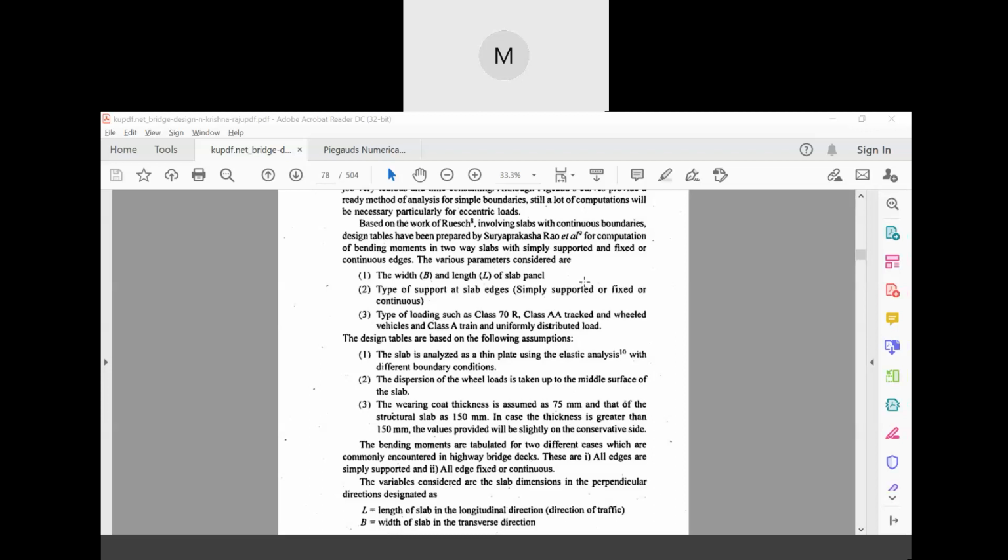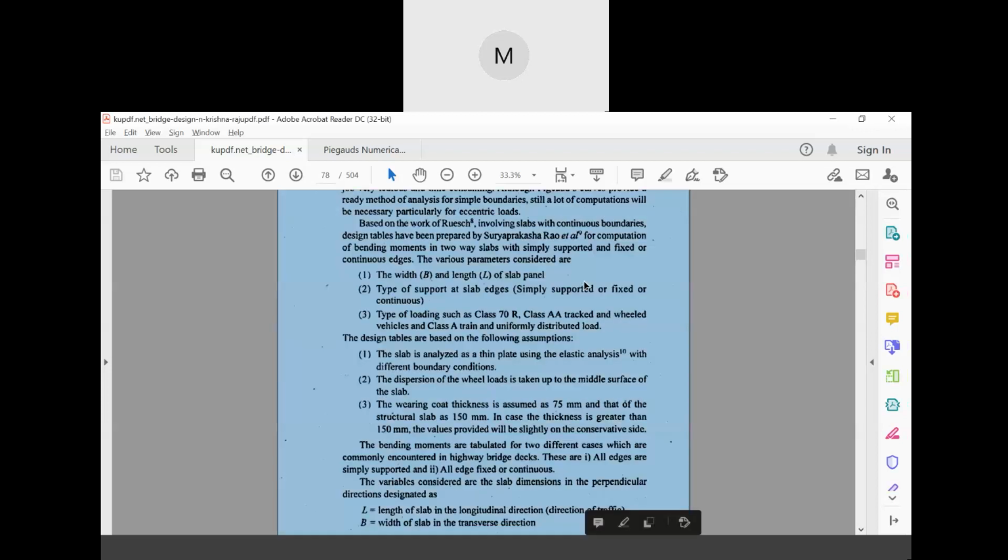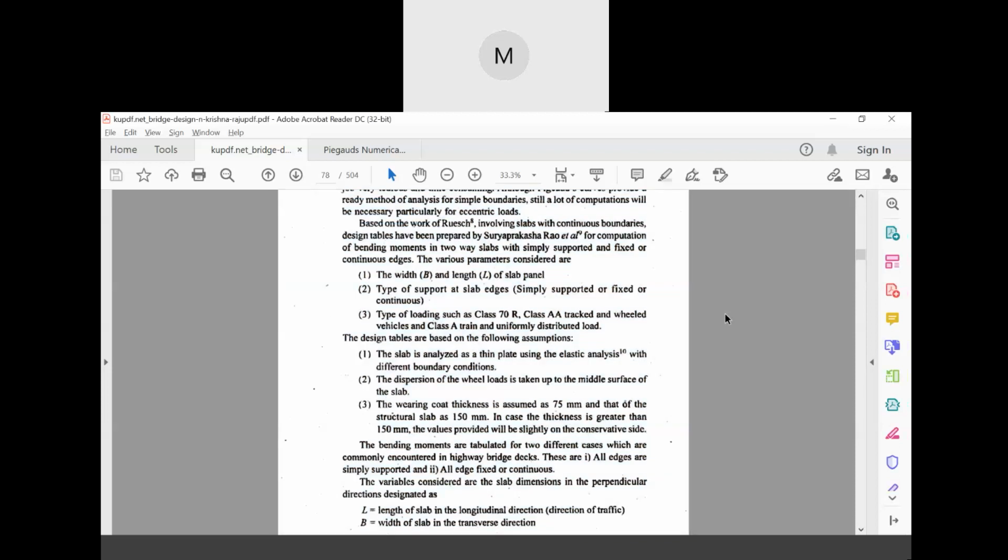Number two, the type of support at slab edges, simply supported or fixed or continuous, whichever it may be. Number three, which is the most important one, the type of loading, such as class 70R, class AA and class A tracked. We can consider a uniformly distributed load.